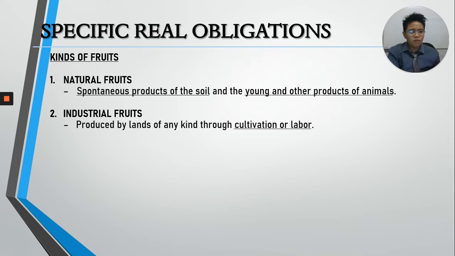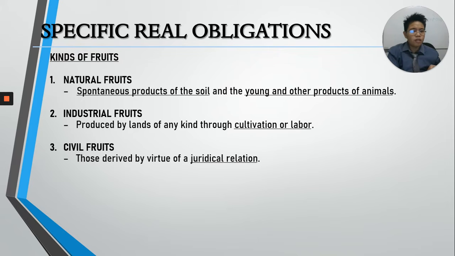Basta yung merong labor involved, mga bigas, bigas naman yung tawag dun, no? Pagka hindi pa niluluto. Tapos pagka naluto ng kanin, anyway, they are industrial fruits. What else? Civil fruits, they arise out of juridical relationships. So, ang mga civil fruits, remember, ang example niyan is yung interest and yung rentals, ganyan.